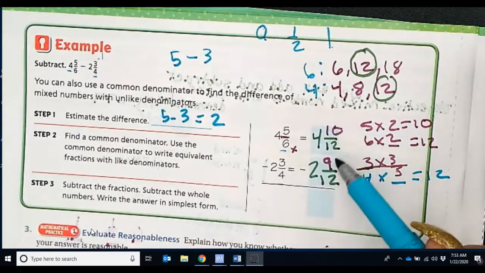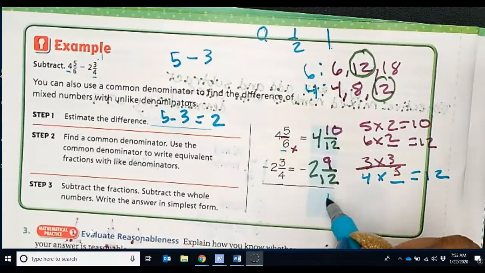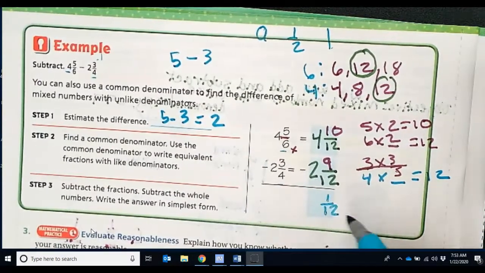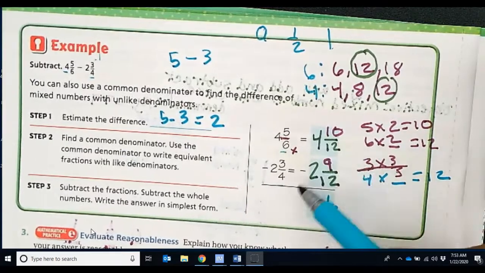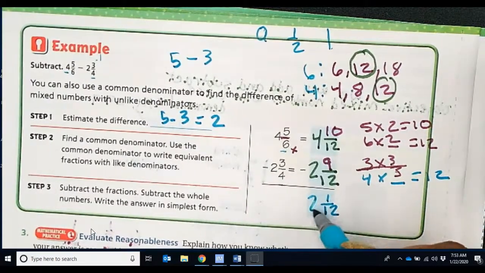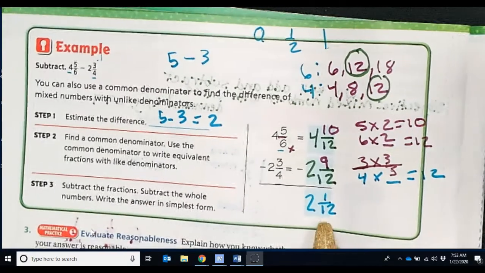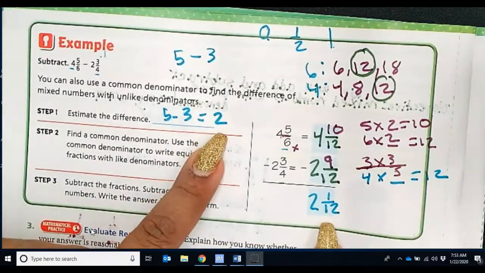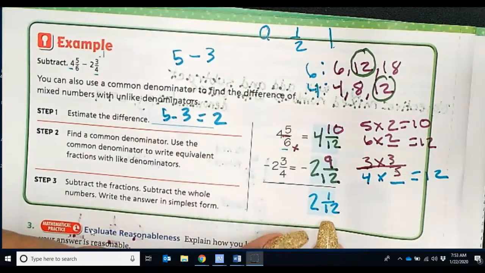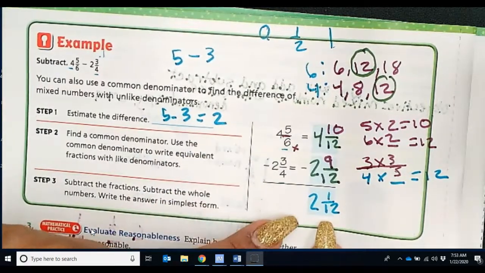So 10 minus 9 equals 1. Okay, my denominator always stays the same. And then 4 minus 2 equals 2. So the answer is 2 and 1/12. My estimate was 2. So that looks like that's the right answer because it's pretty close.